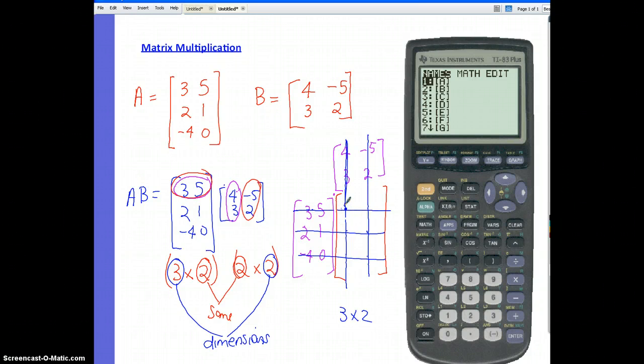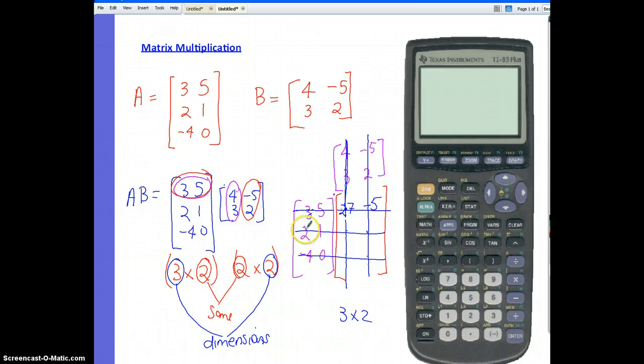So if we come over here, we've got 3 times 4, 12, plus 5 by 3, so we've got 12 plus 15, I think that's 27. 3 times negative 5, negative 15, plus 10 is negative 5. This is all in my head, so correct me if we get it wrong.